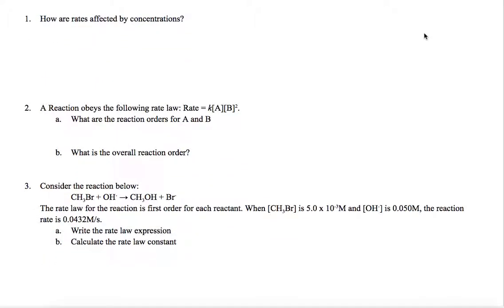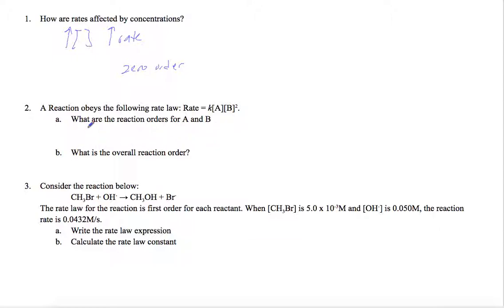How are rates affected by concentration? Well, this is a pretty easy one. As we increase concentrations, we increase the rate of reaction. And that's going to be true for all kinds of reaction rates other than zero order. Zero order reactions are special, and no matter what you do with the concentration, the rate is not going to change. All right.